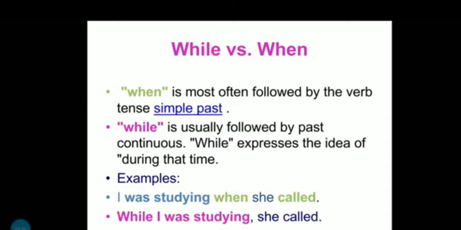For example, I was studying when she called. While I was studying, she called. So I was studying when she called. So when is followed by simple past. For example, called. While is followed by the past continuous. For example, was studying.